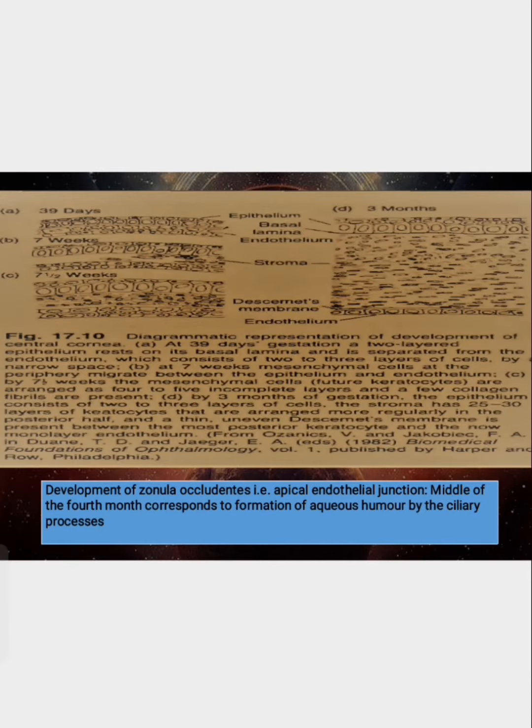Development of the zonula occludens, which are the tight apical endothelial junctions, occurs in the middle of the fourth month, and corresponds to the formation of the aqueous humor by the ciliary process, obviously because it prevents the seepage of the aqueous humor inside the corneal layers.